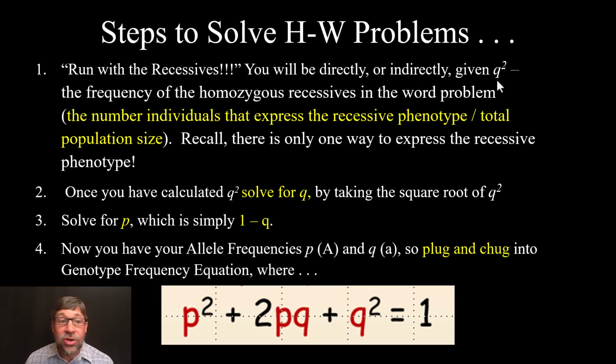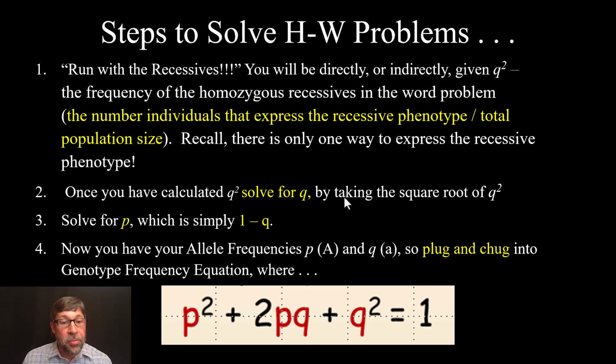If you're not given Q squared directly, to solve it, all it is, is the number of individuals that express that recessive phenotype divided by the total population size. So you've got Q squared. You're given it in the problem. Step number 2. Once you have calculated Q squared, solve for Q by taking the square root of Q squared. Now you have the allele frequency for the recessive. Remember, there's just a recessive and a dominant.